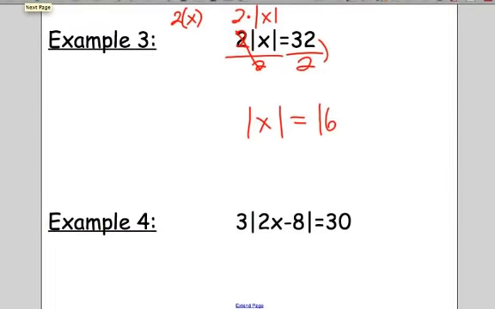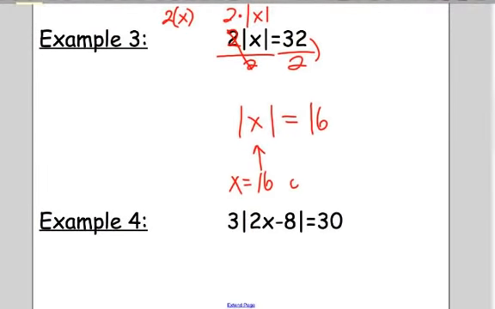Now I can use the strategies I've used before, like looking inside and just asking myself, what ways will give me an absolute value of 16? Well, I know if I put 16 in there, I get 16. But the other solution is negative 16, because the absolute value of negative 16 is also 16.